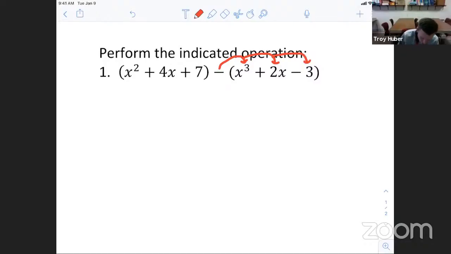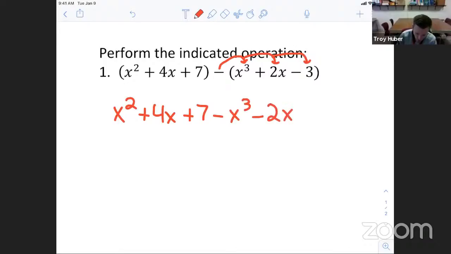Now I'm just going to rewrite this: x squared plus 4x plus 7. And now minus x cubed minus 2x. And now when we distribute this negative to the -3, a negative times a negative would make this a positive 3. Once we distribute that negative, we're just going to look for like terms. I see I have this negative x to the 3rd power, so I'm going to rewrite that one first. I always like to put the highest degree first. So I have negative x to the 3rd.